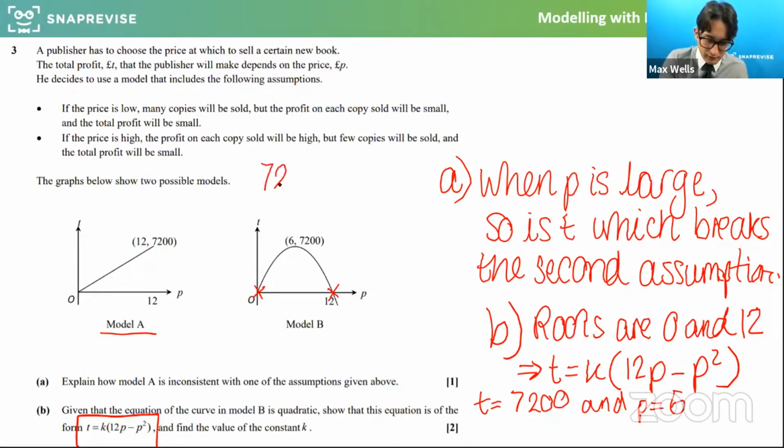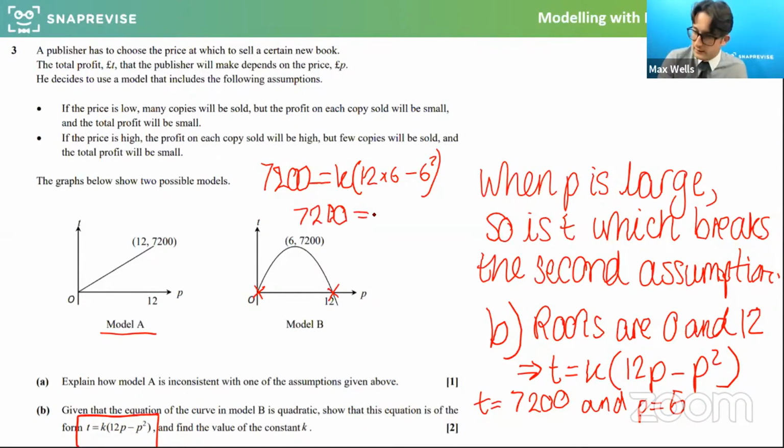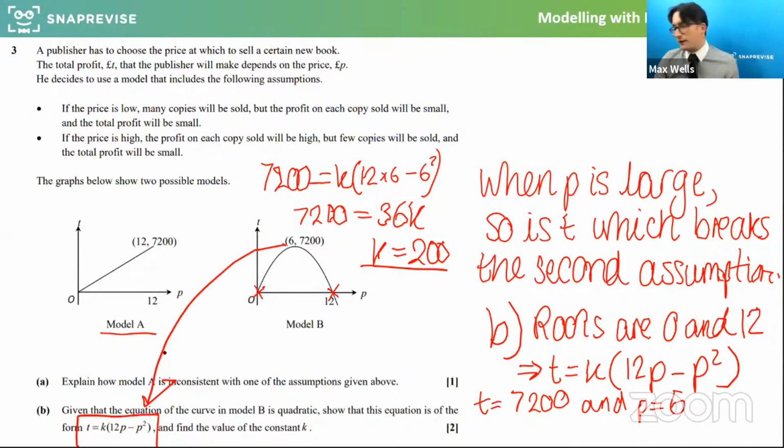So we'd get 7,200 is equal to k times 12 times 6 minus 6 squared, and that will come out, apologies guys, I'm trying to make that a bit neater, and that will come out as 7,200 is equal to 36k, so k will equal 200, and then we found the value of k. Is that all okay? Does that make sense? So I subbed that point in to the general form of the model to find the value of k.